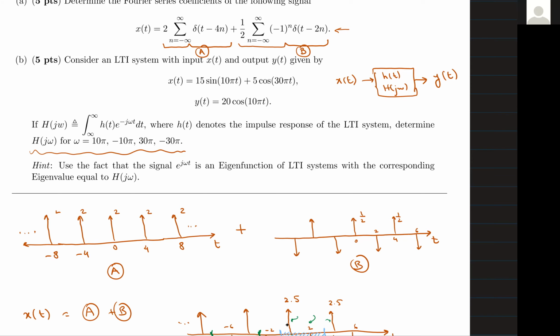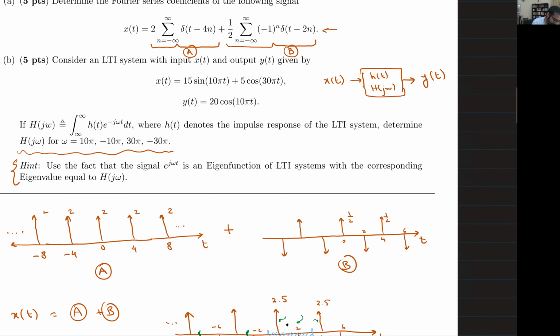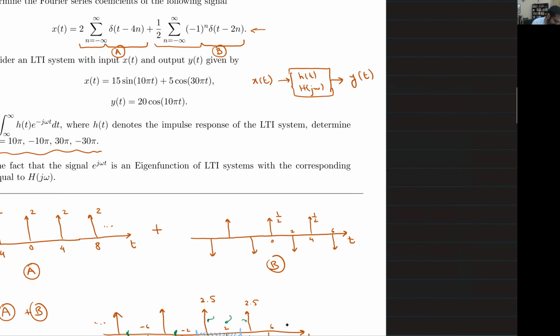Okay. So what you use here is that lecture on Fourier series and LTI systems, and the fact that the hint is given to you here, right? Use the fact that the signal e raised to j omega t is an eigenfunction of LTI system with the corresponding eigenvalue equal to h of j omega. Right? This is what we know of, and this is something we're going to use. Okay, so let me solve this here.